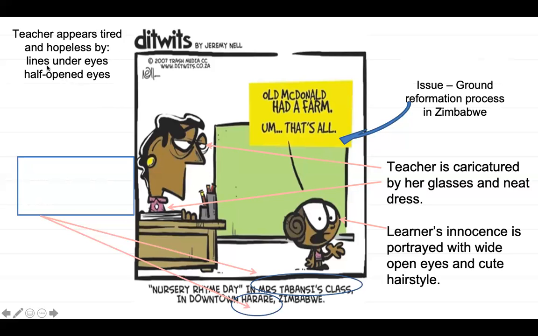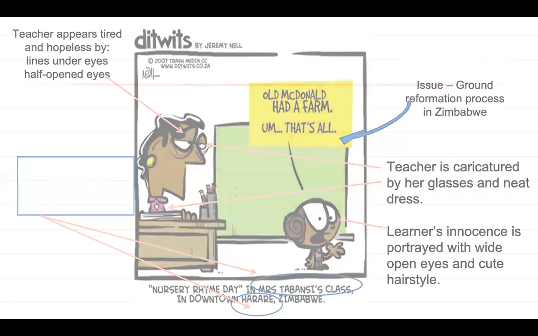How do we know this? Look at the lines under her eyes. Look at the lines under her eyes. Again, they're half opened. You need to bring all these specifications out, guys.